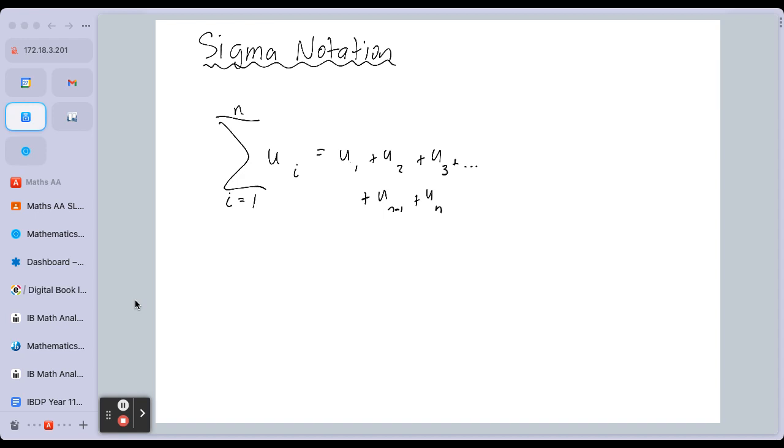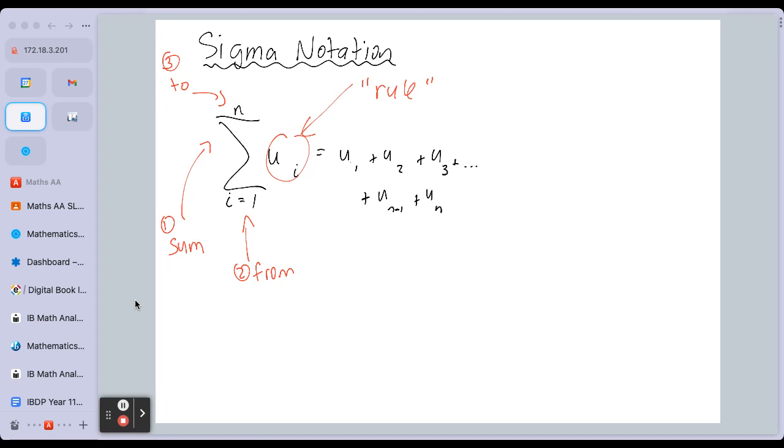So this basically means sum from i equals 1 to n. That's how to read it. Sum from i equals 1 to n, and this will be, it's not how I've got it written here, but this will be the rule for generating the sum. Sum from i equals 1 to n, this rule.